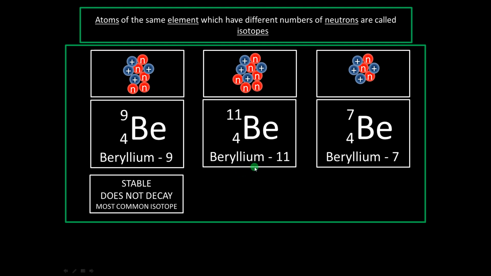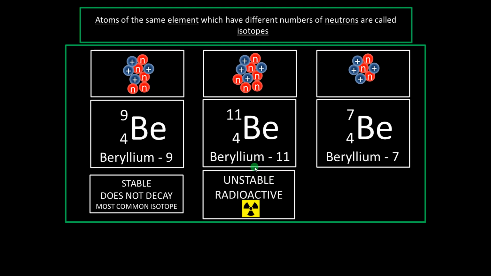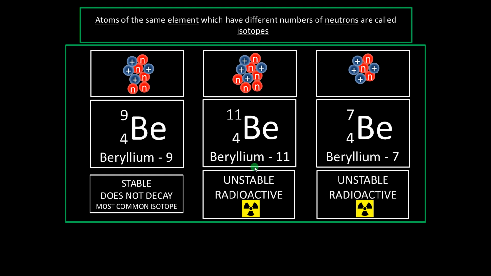Now, some of the unstable ones will still be here because their half-lives are too long to have completely decayed away. But the key point is that there are lots of unstable isotopes which are radioactive. So both beryllium-11 and beryllium-7 are unstable, and therefore they give out radiation. Okay, and we're going to look at the details of that now.